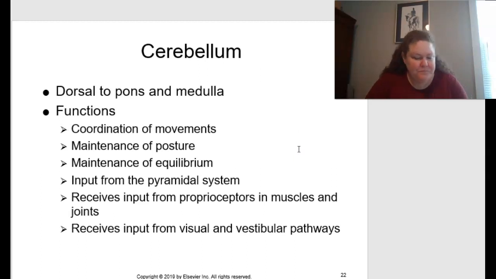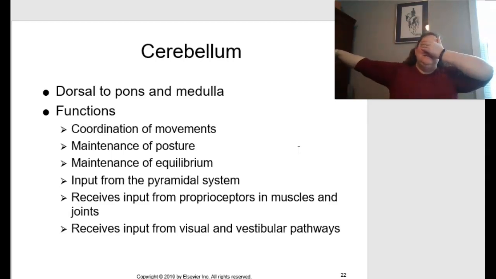The cerebellum, this is dorsal to the pons and the medulla. So I think of dorsal as like dolphins' dorsal fins, right? So it's like kind of behind. The functions are to coordinate movements, maintain our posture, maintain our equilibrium, to receive input from the pyramidal system, and it also is going to receive input from the proprioceptors in our muscles and joints. So proprioception is like how if I close my eyes and I go like this, I know my hand is out to the left.